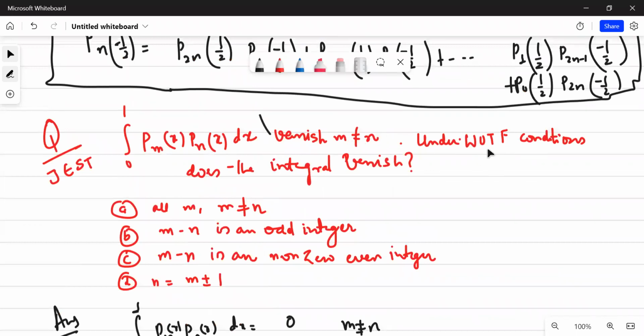want to find what all conditions would make this integral to be 0, given that m is not equal to n. Given that m is not equal to n, which of the following conditions would imply that your integral would vanish? And the integral is, mind you, not -1 to 1, it is 0 to 1 PmX PnX dx.